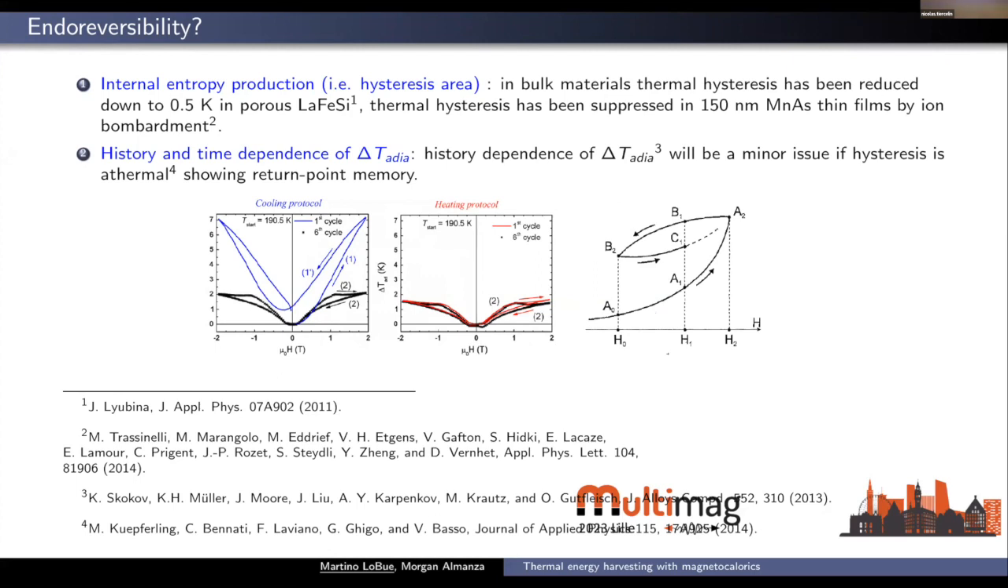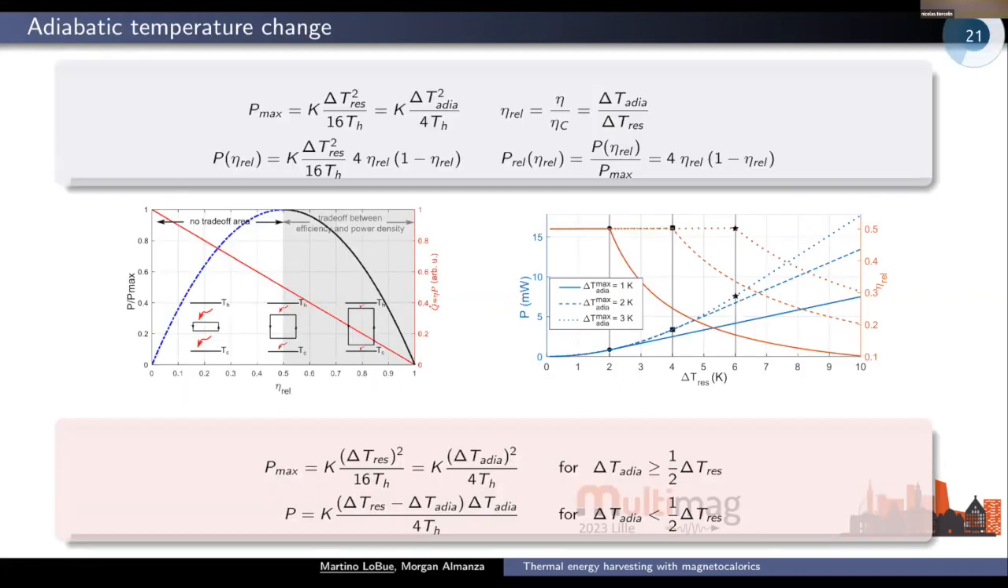So hysteresis, more than dissipation, can be a real issue if you don't know the hysteresis of the material you're using well, if you don't know well the working point, say the minor cycle where you're working. It can drastically reduce your adiabatic delta T. And this can be a real issue, because delta T squared gives you the power. So that must be taken with a certain attention, okay?